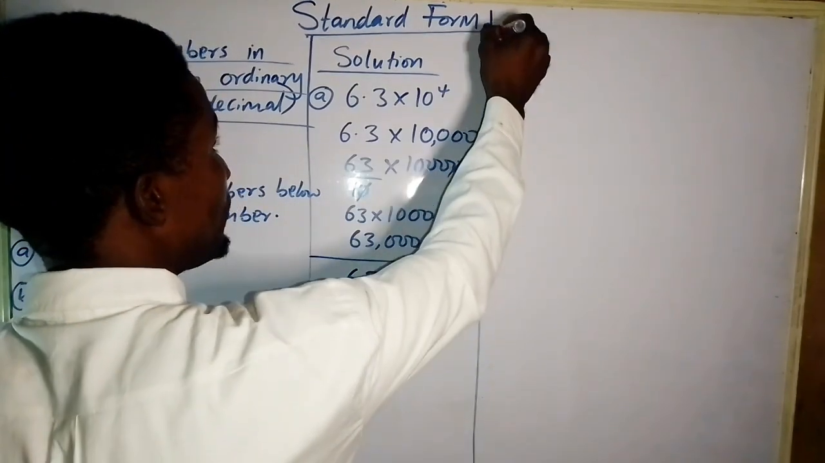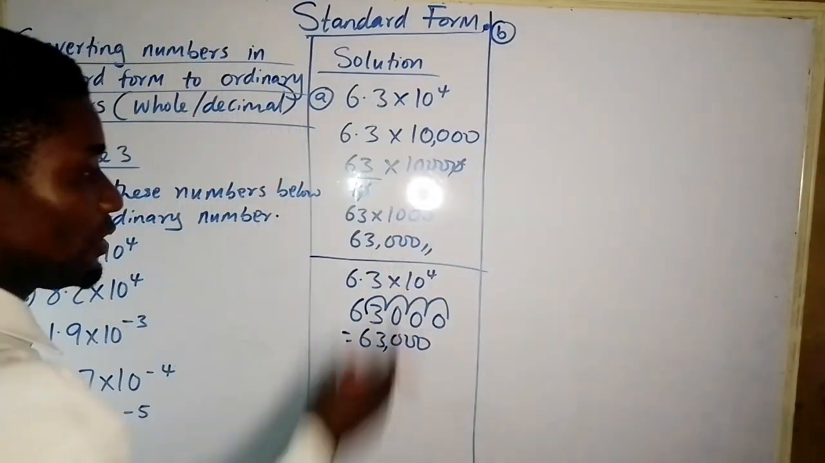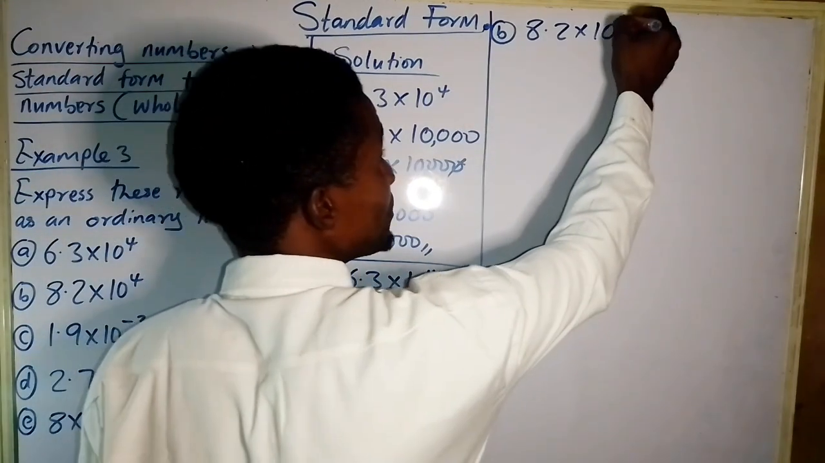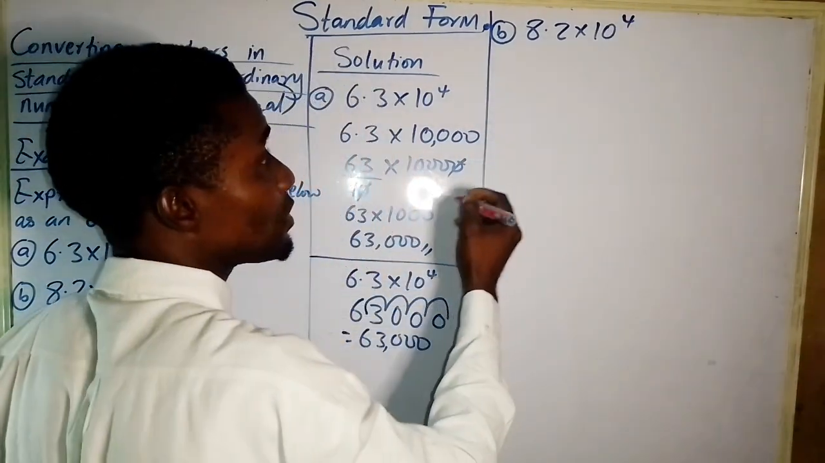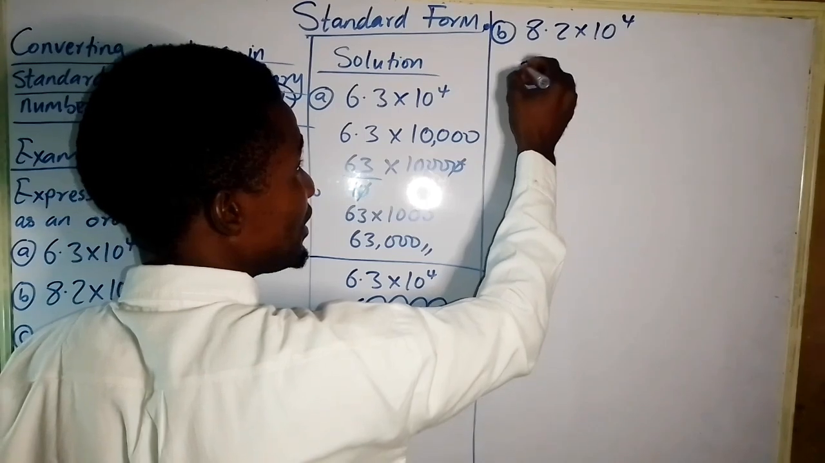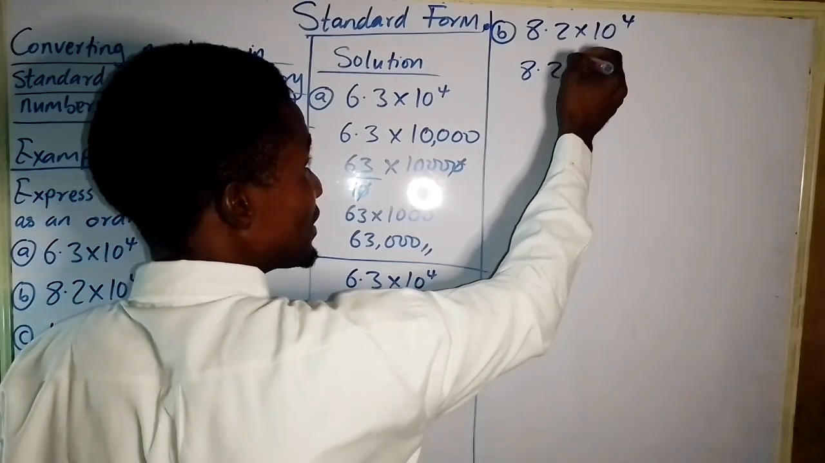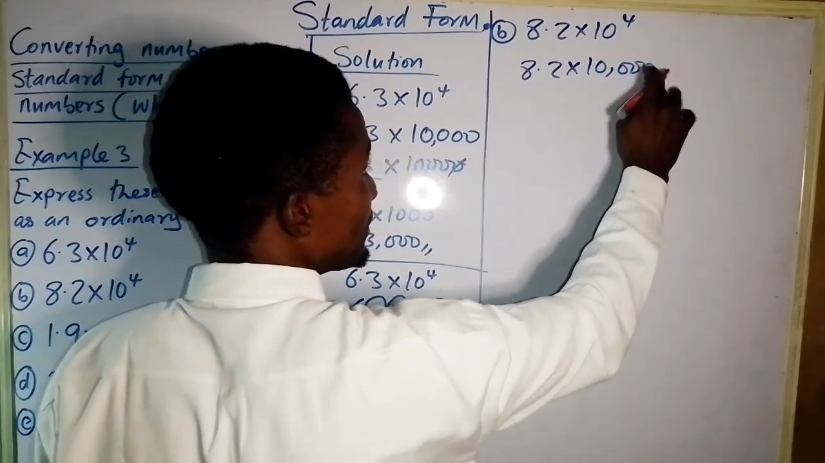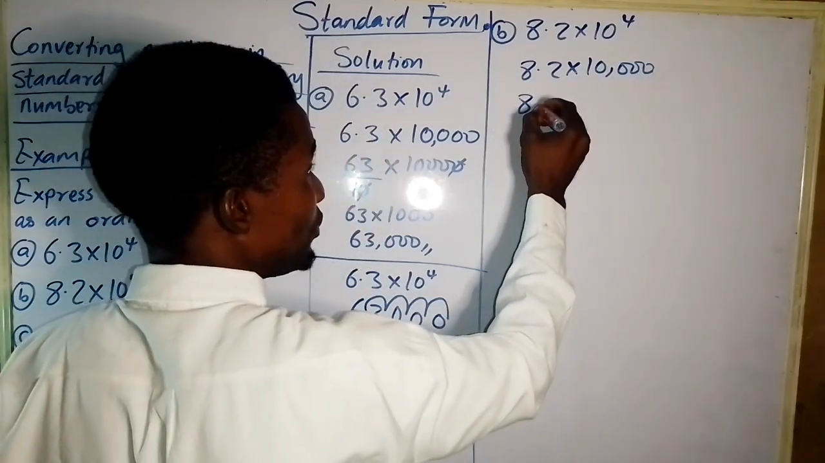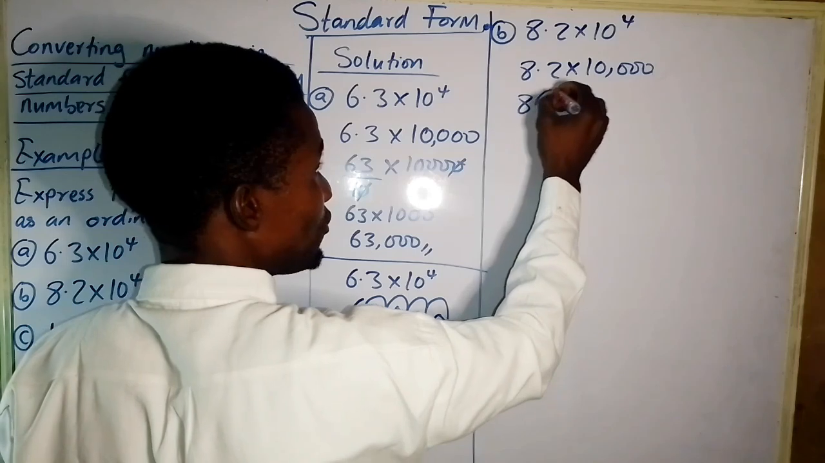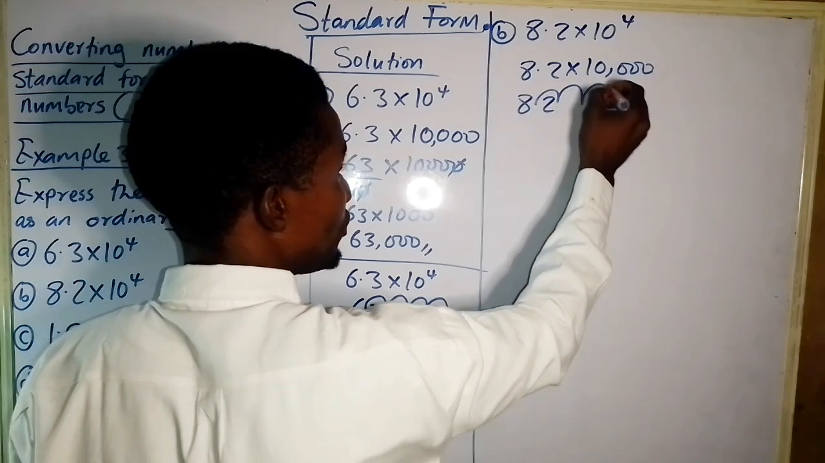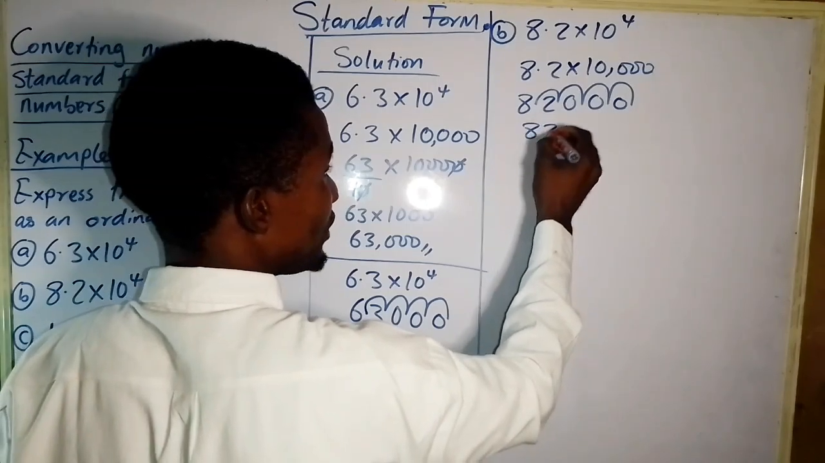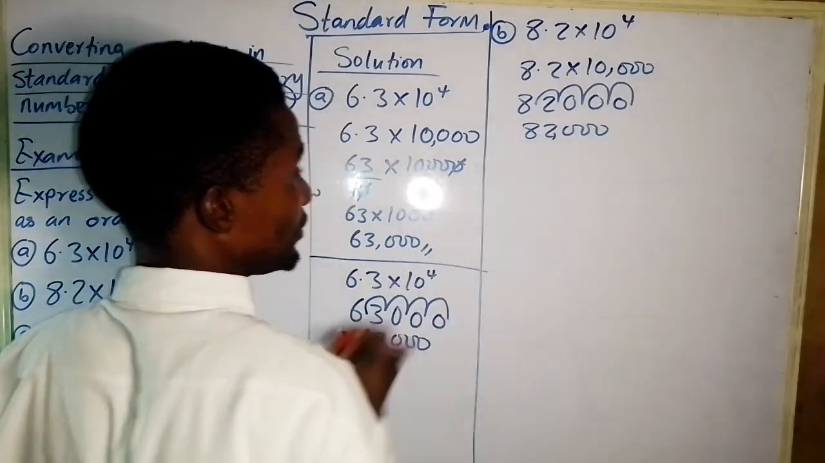So now let's use either of these two methods for the remaining questions. We have 8.2 times 10 raised to power 4. We can express this as 8.2 times tens of thousands. And what does that mean? We need to move our decimal point. Let's go: 1, 2, 3, 4. So this would be 82,000. That's what it means.